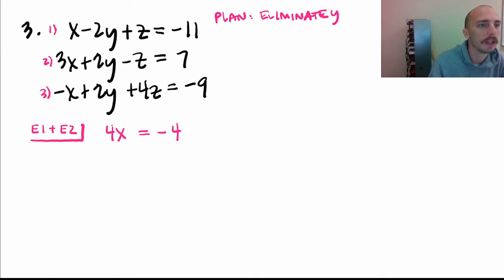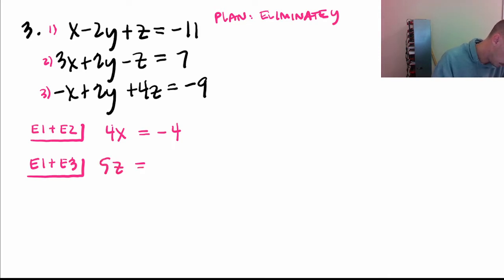Okay, what we need to do is we're going to need to add equation 1 to equation 3 to eliminate y in the second equation. And I'll have x plus negative x is no x's. Negative 2y plus 2y is no y's. So z plus 4z is 5 total z's. That's equaling negative 11 plus negative 9 is negative 20.